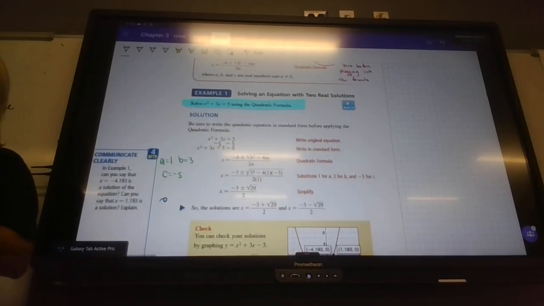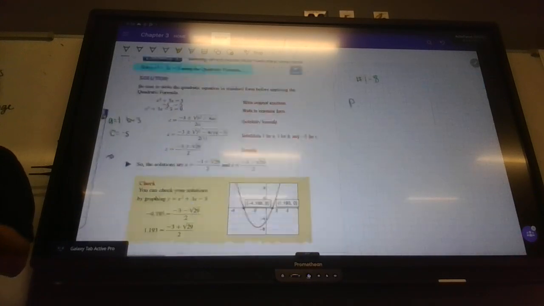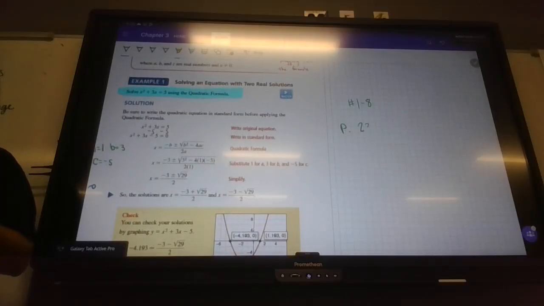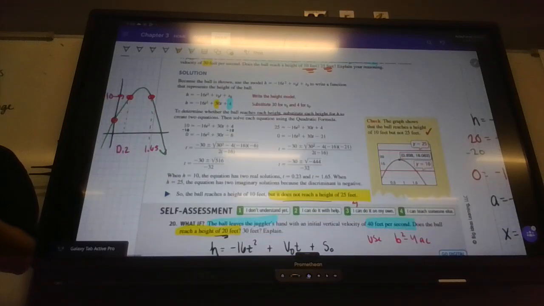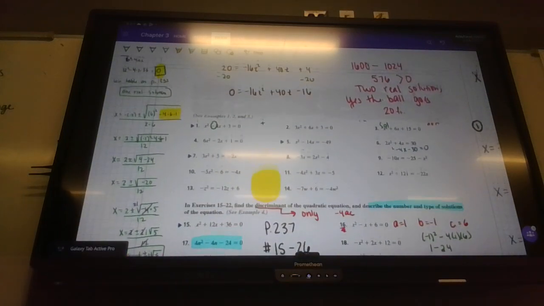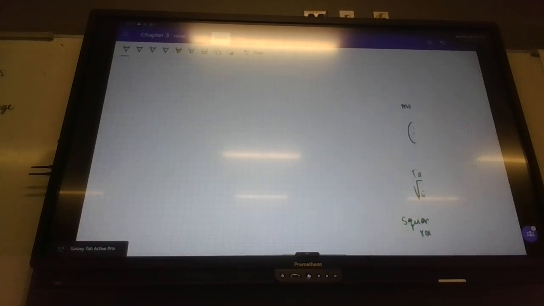So you have the rest of class to work on this. I'm going to do number 1 with you, but it's number 1 through 8. Page 237, 1 through 8. And we're using the quadratic formula. That's where we get the formula? No, you have to memorize it. Okay. x squared minus 4x plus 3. There's not enough room on your paper, so do it on a separate piece of paper.